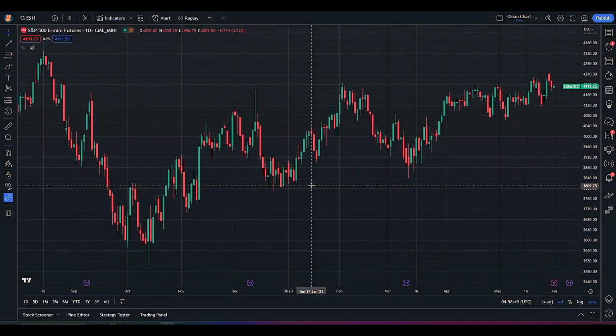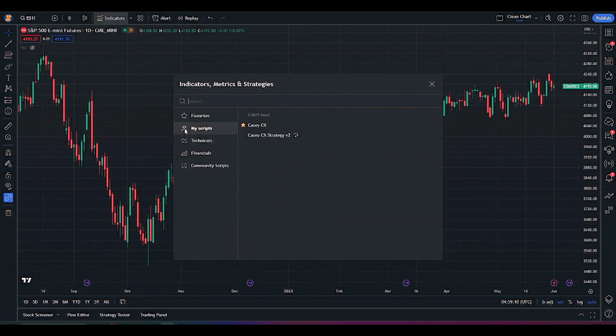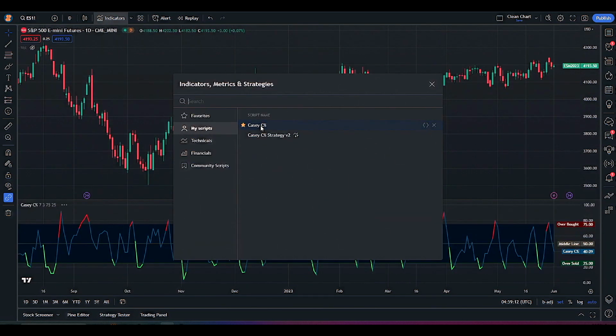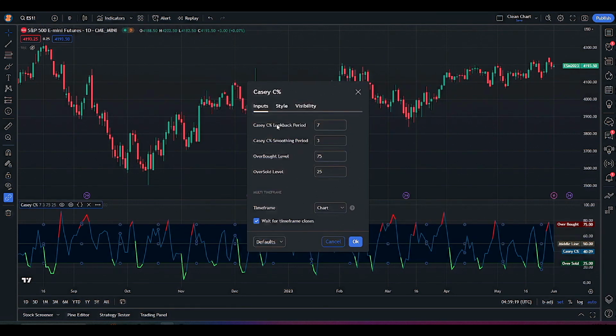Here we are in TradingView. The indicator is already there. So in the meantime, you can download the indicator and upload it to your scripts. Once you upload the indicator to your scripts, it will be available under My Scripts. And you can see here, this is my indicator. And it's the same thing. It has a lookback period, a smoothing period, and an overbought level and oversold level.